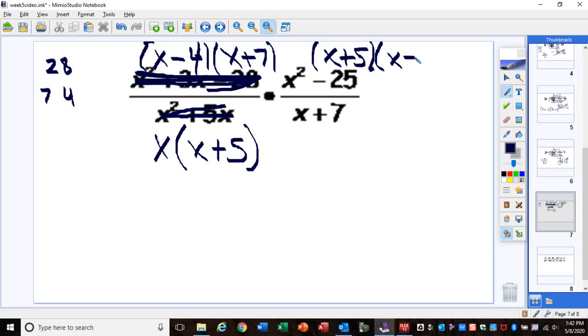These are actually kind of fun. I enjoy these. I remember when I was a student, I enjoyed these. I did this in Algebra 2, not in Algebra 1. Did this in Algebra 2.